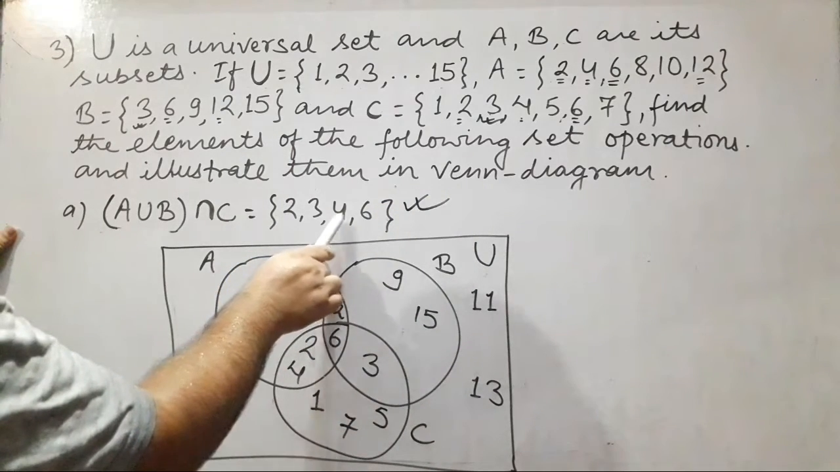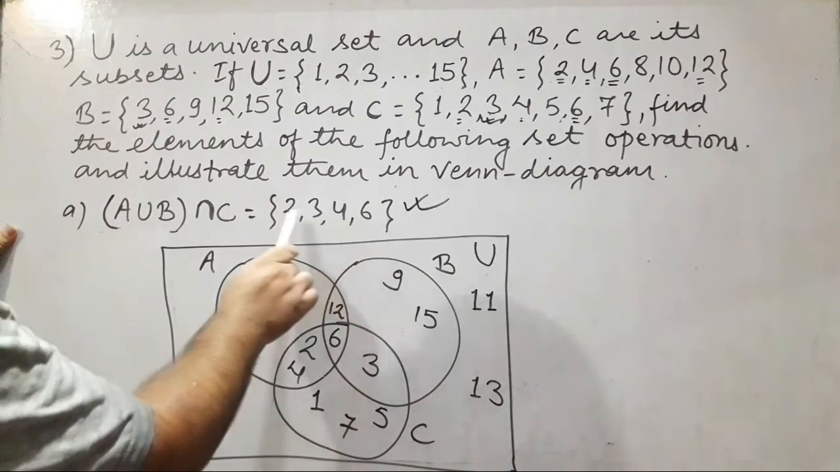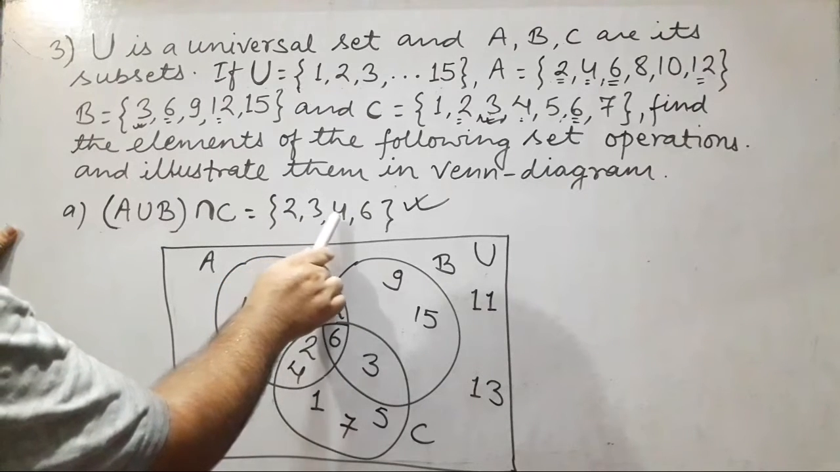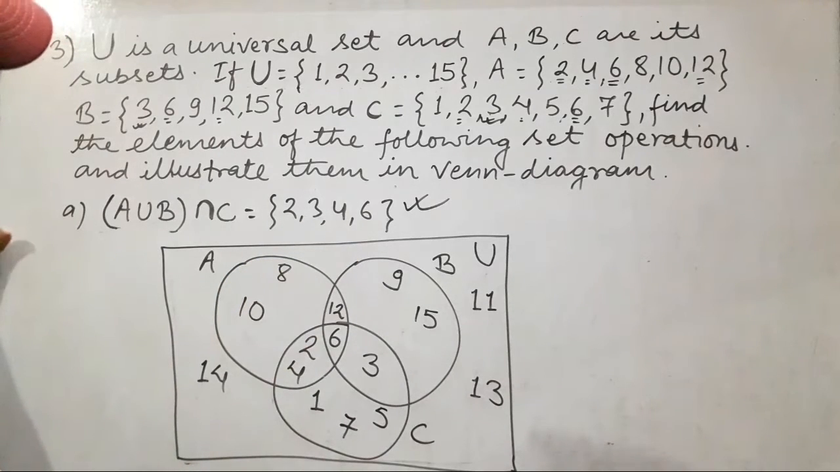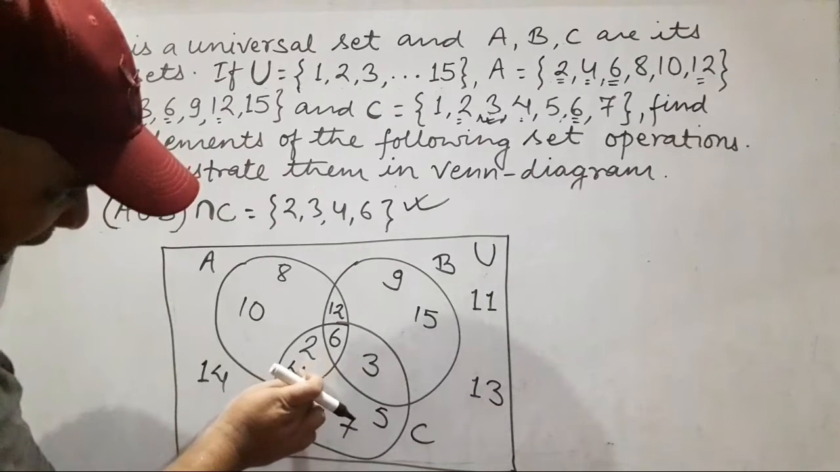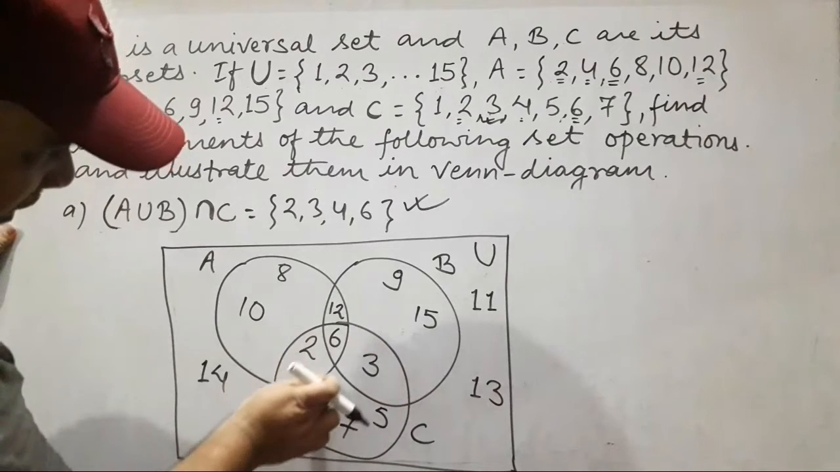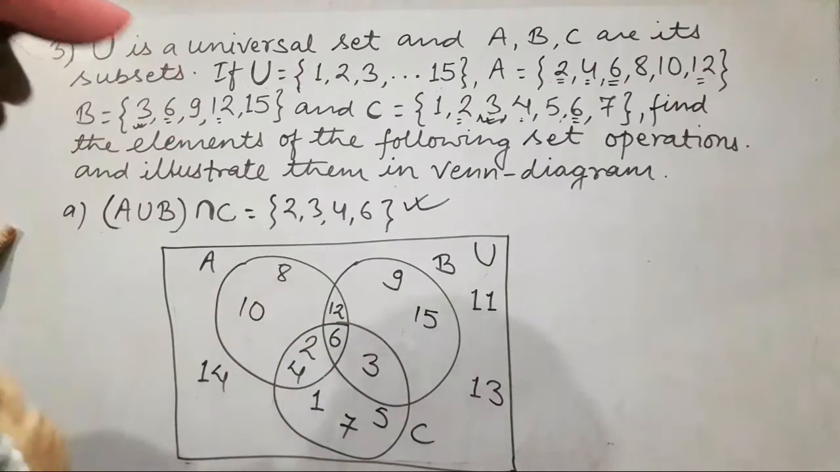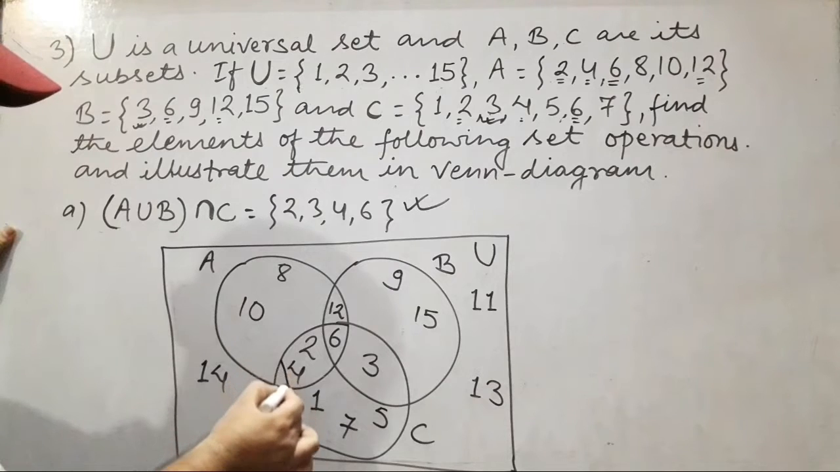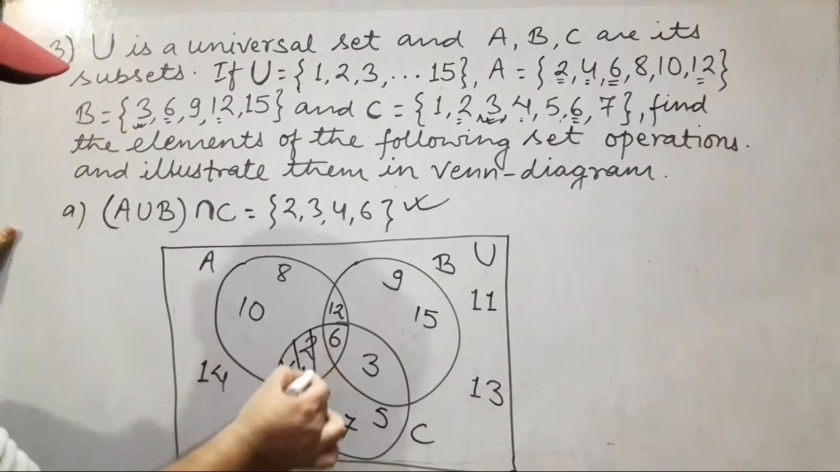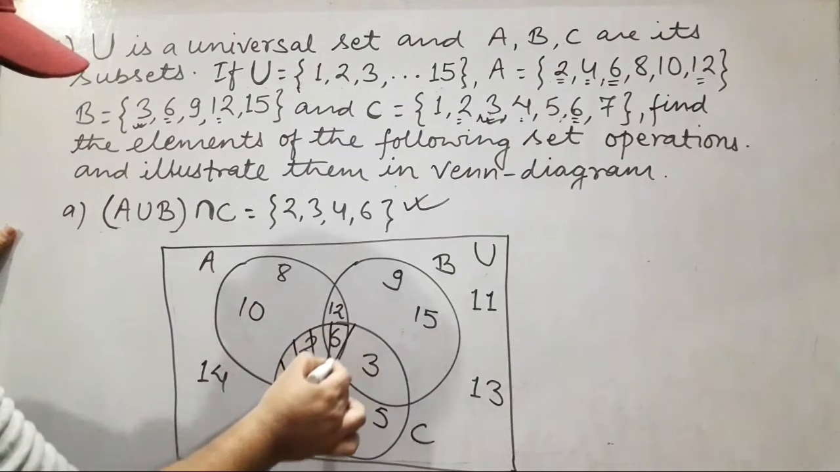2, 3, 4 and 6. The part containing elements 2, 3, 4 and 6. Which part contains 2, 3, 4 and 6? We can say that this part, 2, 3, 4, 6. This part contains the elements 2, 3, 4 and 6. Let's say this part.